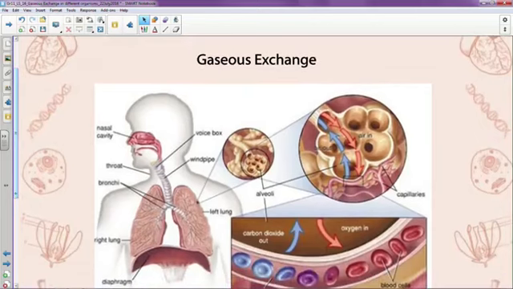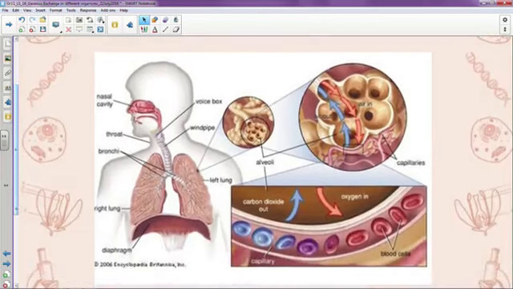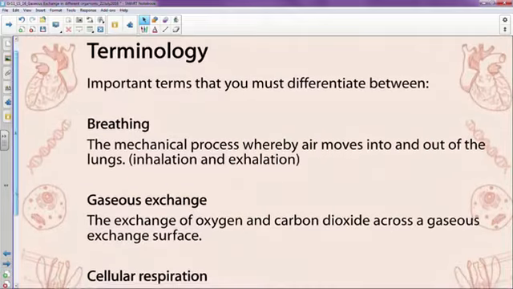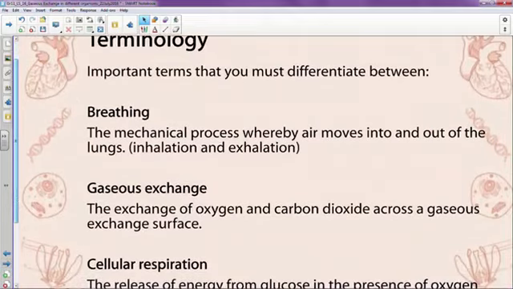So the overall topic is gaseous exchange, and as I said, we're looking at gaseous exchange in different organisms. We're going to spend some time over the next few weeks looking at gaseous exchange in humans specifically, but I think what is important to do is look at some of the key concepts or terminology that we need to understand and differentiate between. We often come across the term breathing, and this is sometimes easily confused with the term respiration or the term gaseous exchange. So what does breathing refer to?